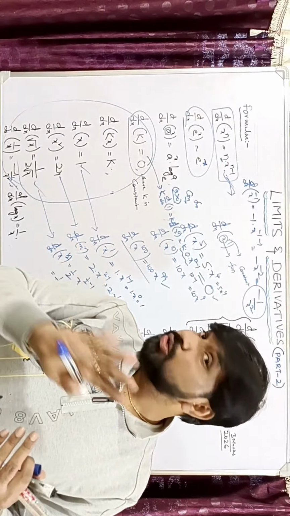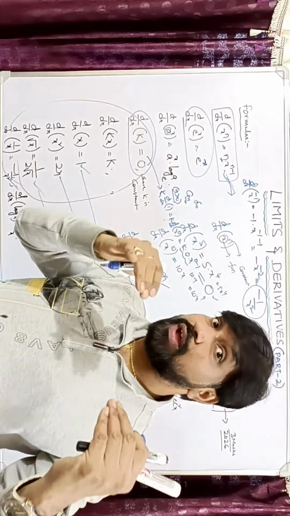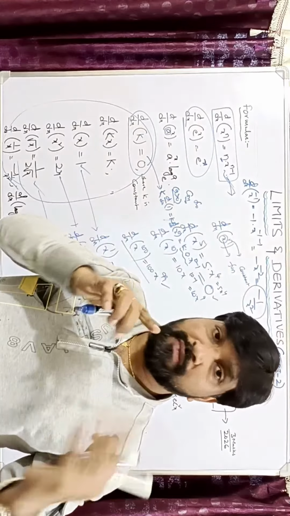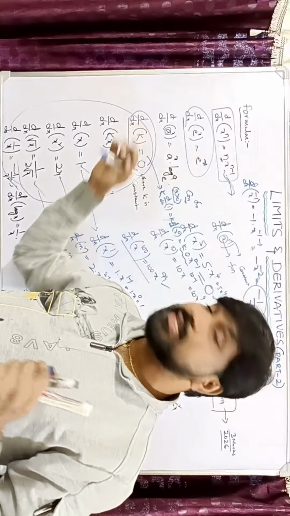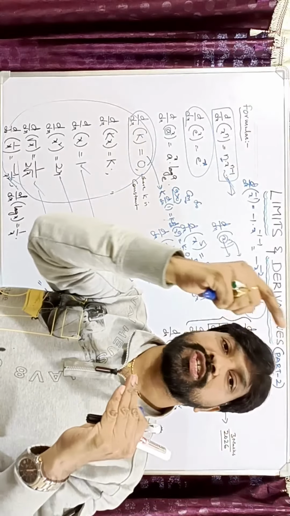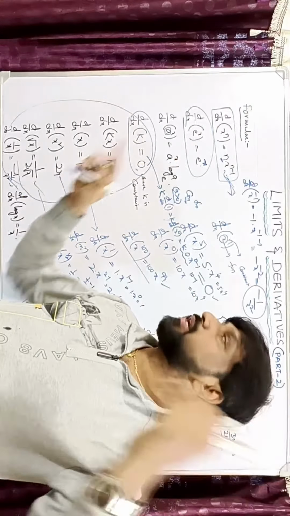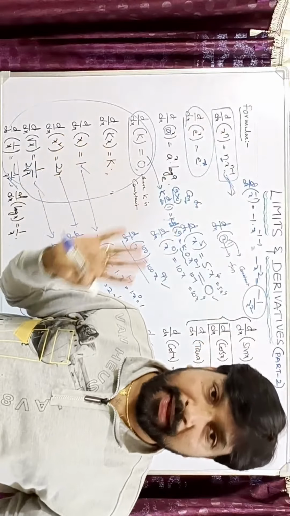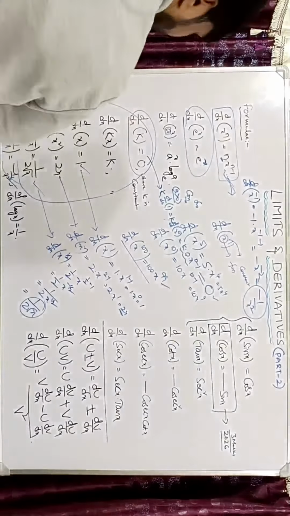But you should not say d by dx of 5 power x is x into 5 power 5 minus 1. That is wrong. Why? Because this is a constant power function. This is function power constant. So whenever a constant power function is there, this formula you apply. Whenever a function power constant is there, this formula you apply. Clear? The difference between x power 5 and 5 power x, I will explain once again.